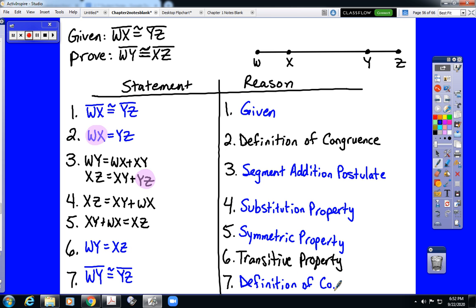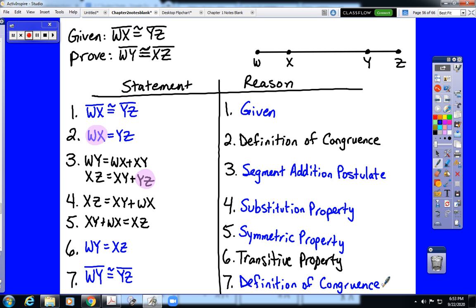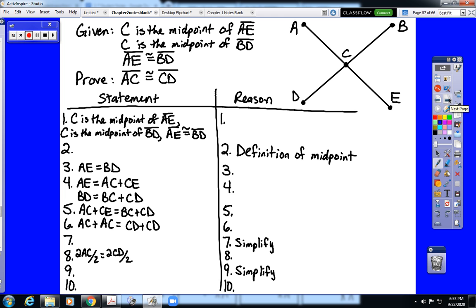We have one more example in our notes. So we're going to go on and do that example now. So here we go. Okay, this one has a lot of givens. We are given that C is the midpoint of segment AE and that C is the midpoint of segment BD, and that AE is congruent to BD.